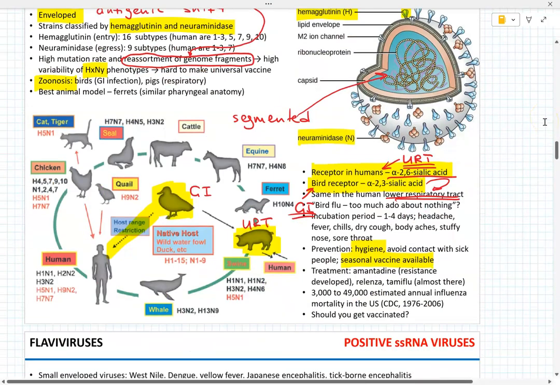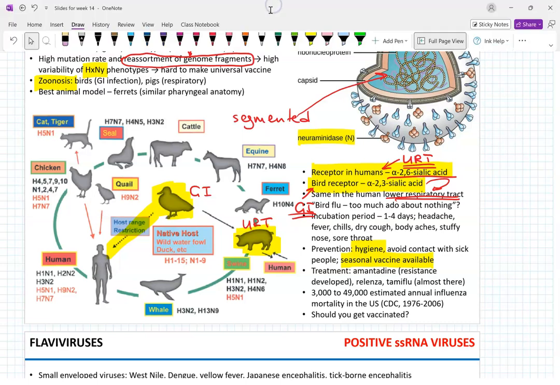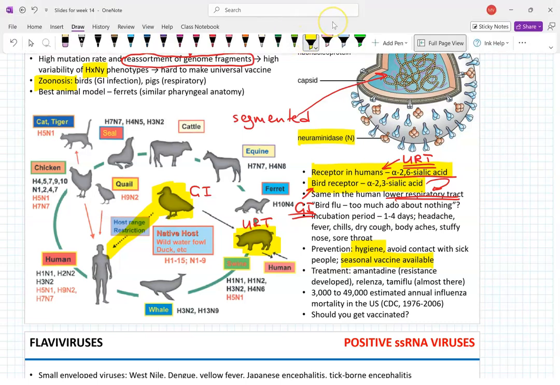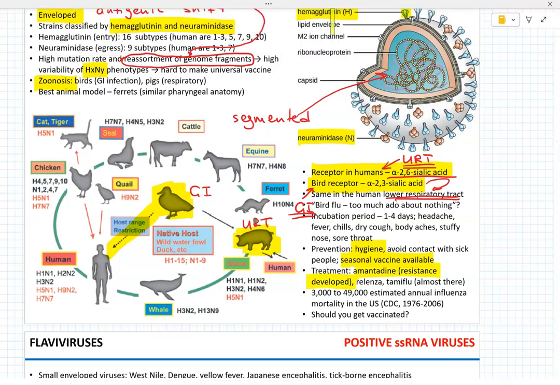Treatment, it's not great. Okay? There was amantadine. The virus developed resistance. Then there was Tamiflu and Relenza. We're almost there in terms of the resistance. Now there's a new one called Xofluza. I don't remember what it inhibits. I think if you take it quickly, like in the first 24 hours after you have symptoms, you can shorten your disease by like 2 days.